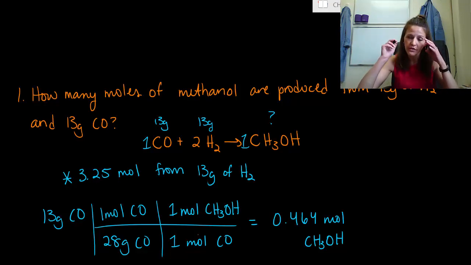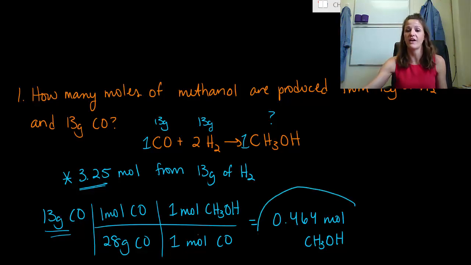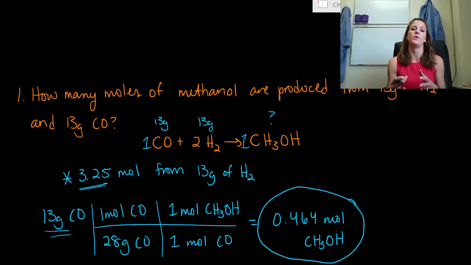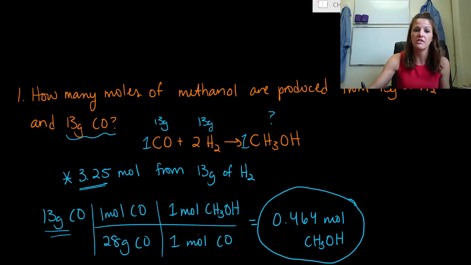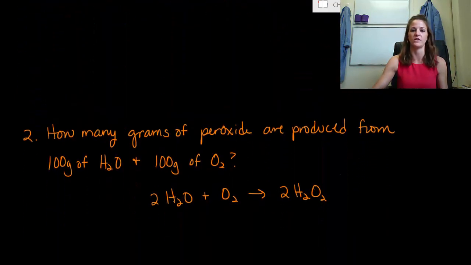So with our 13 grams of hydrogen, we're saying we can create a lot of methanol, but with 13 grams of carbon monoxide, we can only create 0.4 moles of methanol. So this is definitely our final answer. It is the smaller of the 2 values, so we know it is going to be the correct answer, which means that our carbon monoxide is actually our limiting reagent. We don't have enough carbon monoxide to react fully with our 13 grams of hydrogen. Hopefully that's making sense, but let's try another example just in case that's not perfectly clear.